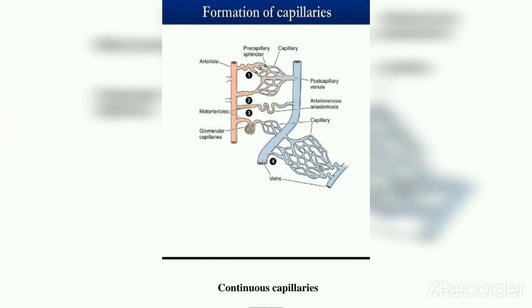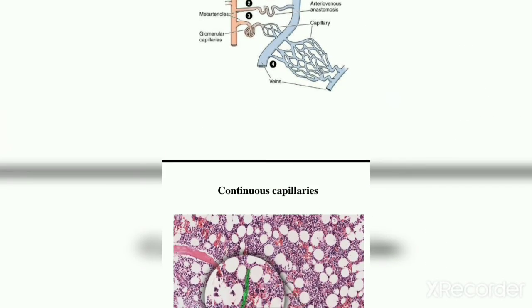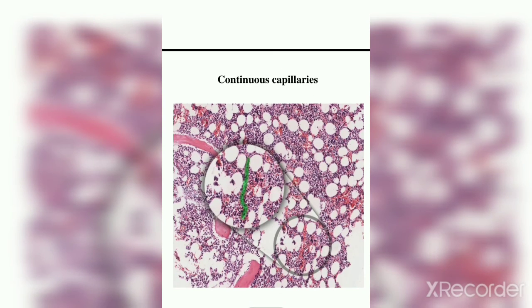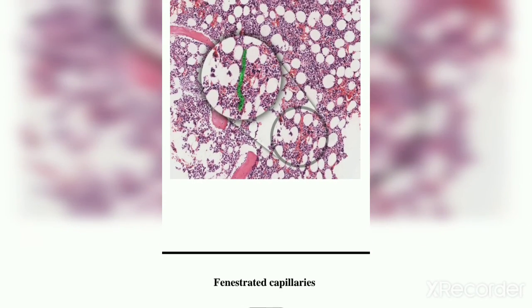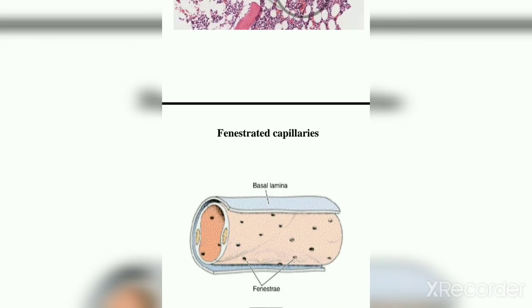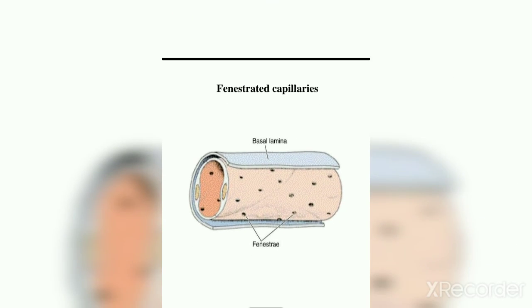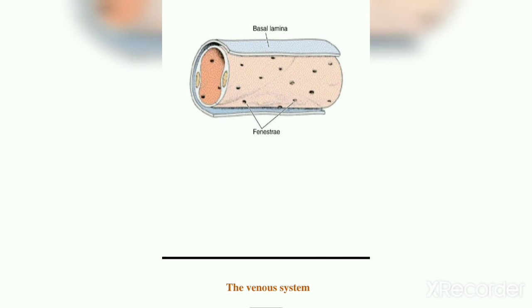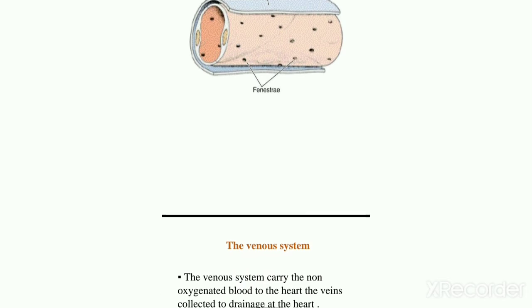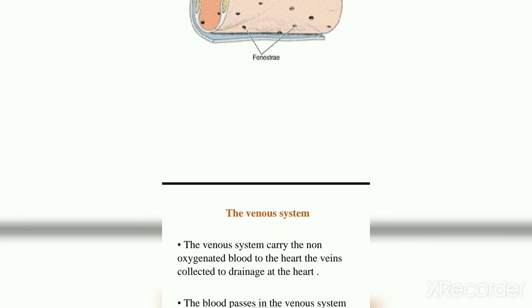Formation of the capillaries. Continuous capillaries. Fenestrated capillaries are formed of the basal lamina and the fenestrae.